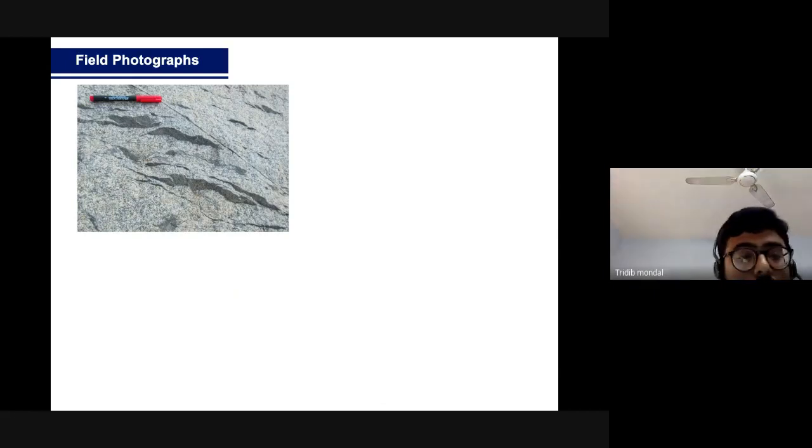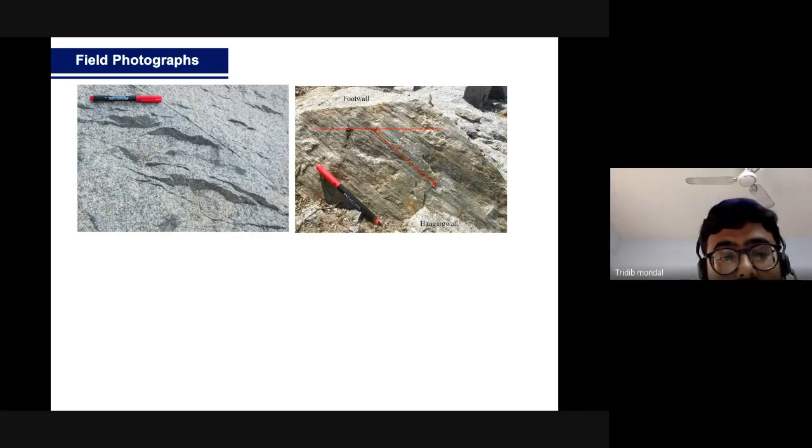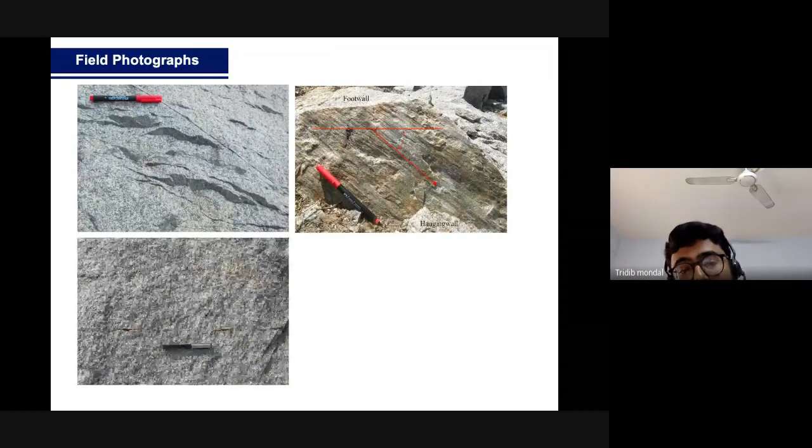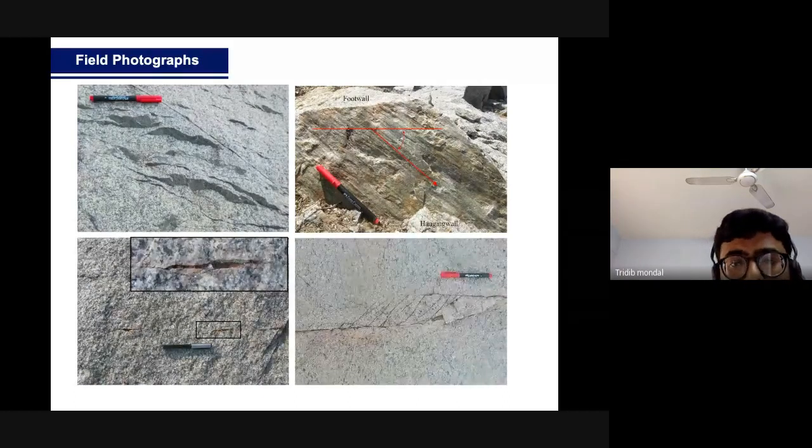Although the granite does not show any prominent field fabric, it shows some excellent brittle structures such as faults and fractures of different modes, mode 1, mode 2.